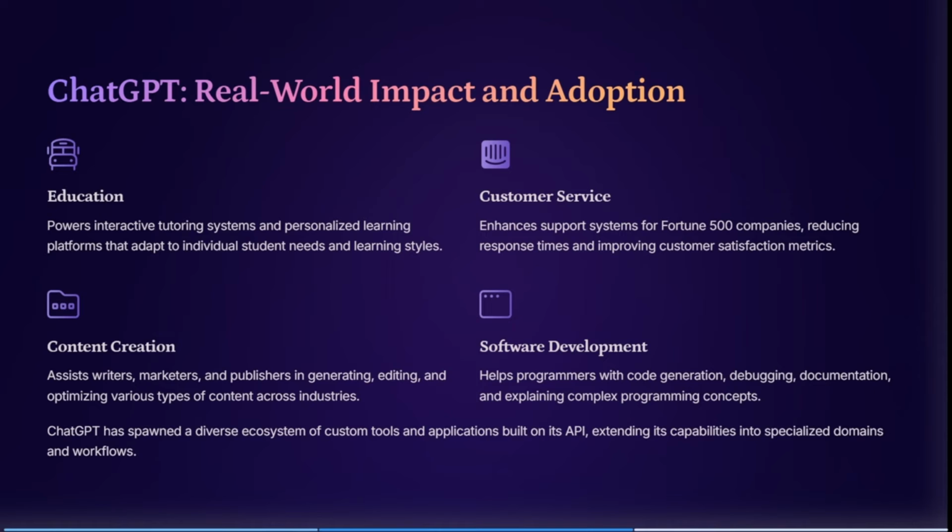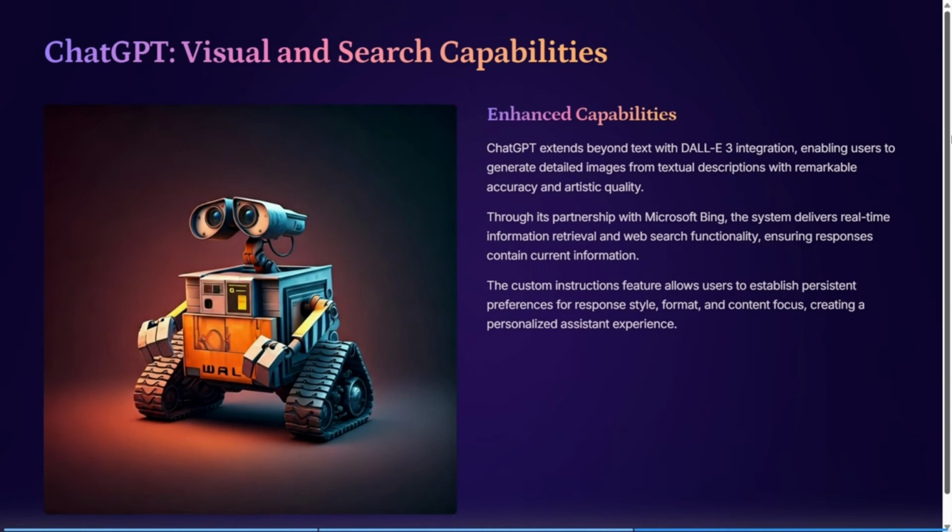You can see over here as well that ChatGPT extends beyond just text with DALL-E 3's integration. It enables you to generate detailed images from textual descriptions with pretty remarkable, accurate results. It is through its partnership with Microsoft Bing, the system that delivers real-time information retrieval and web search functionality. It ensures responses contain current information and accurate information.